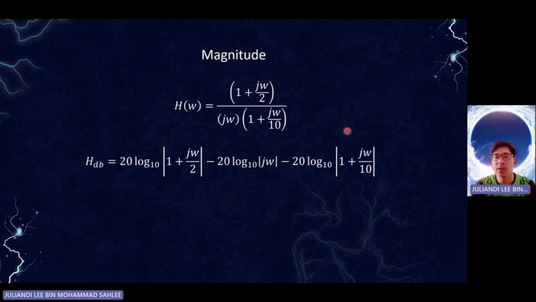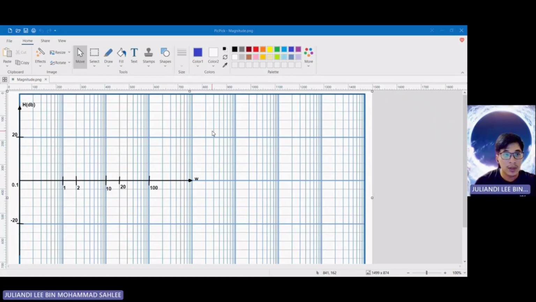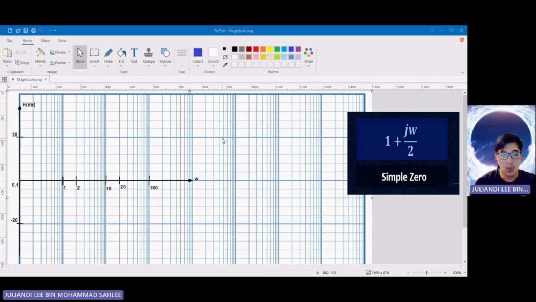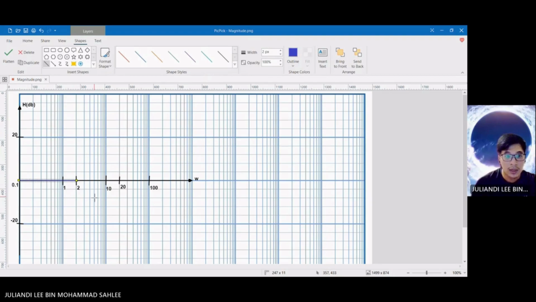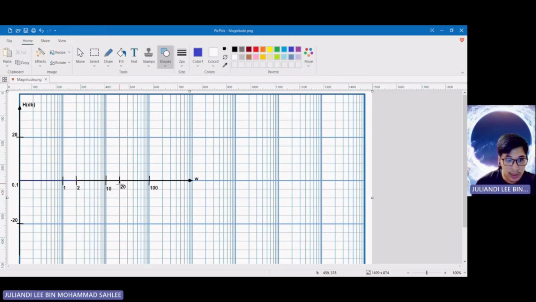From that, we can draw the magnitude graph. As you can see, this is the Bode plot for the magnitude. I prepared this earlier. For the magnitude of 20 log |1 + jω/2|, you can see that the corner frequency is 2. This means we have to start at 2, since this is a simple zero. For that, I will choose a line in the color blue. Starting from 0.1, I'll stretch until 2, and from there, if you go to the next decade, which is 20, it is an increase of 20 decibels.